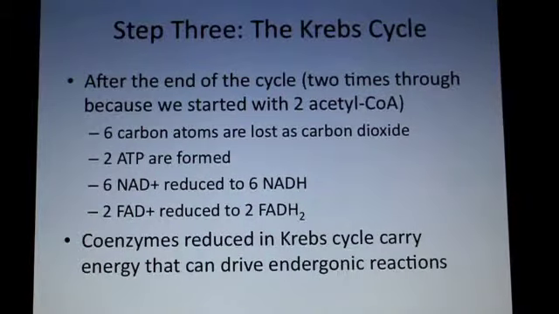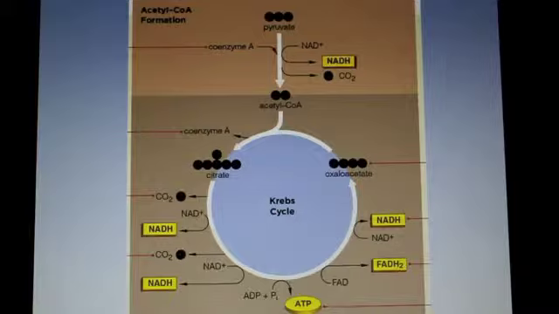At the end of the cycle, remember we're doing the cycle twice because we started with 2 acetyl-CoA, we wind up with 6 carbon atoms lost as carbon dioxide, 2 ATP formed, 6 NADH, and 2 FADH2. The coenzymes that are reduced in the Krebs cycle carry the energy that drive the endergonic reactions. So here's the schematic of that again.